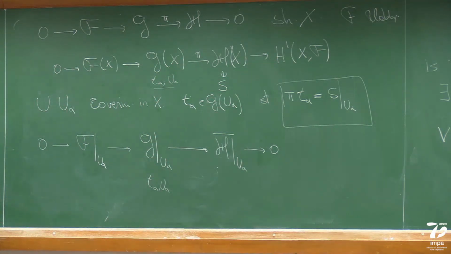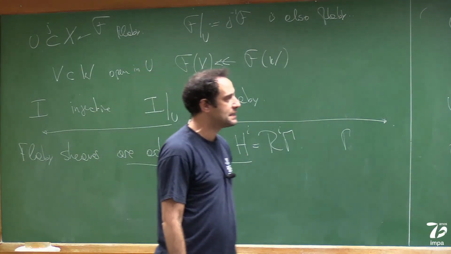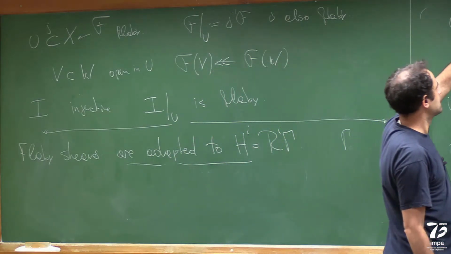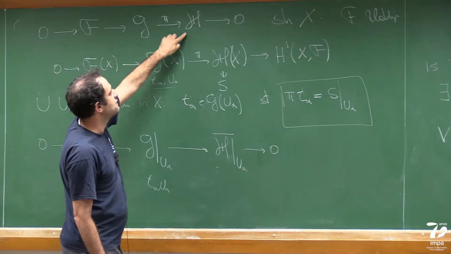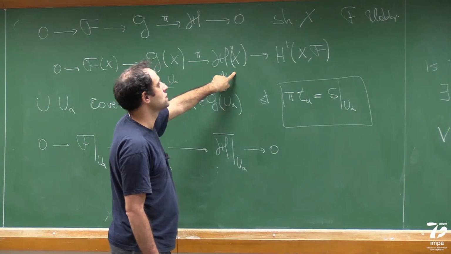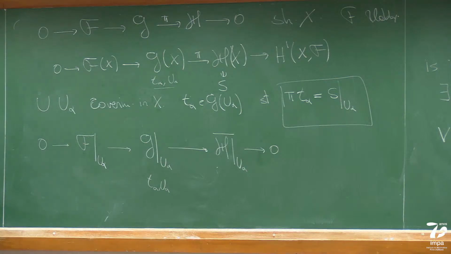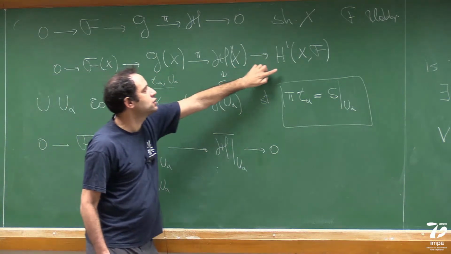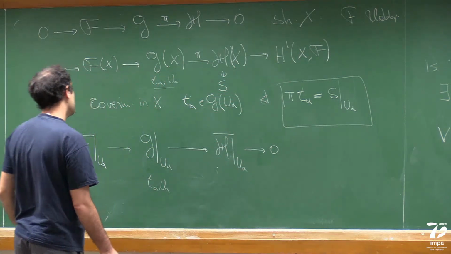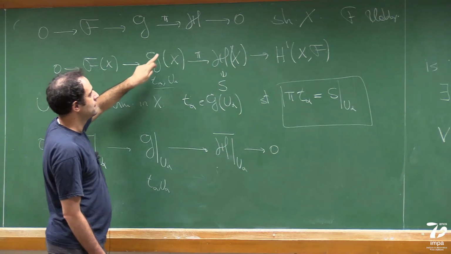And I want to prove that all H^i of a flasque sheaf are 0. So I'm going to break this into two pieces. I started with F, G, and H being flasque. I want to prove that this map on global sections is still exact. That's going to come from H^1 on X being 0. And the other thing I want to prove is that if F and G are flasque, then H is flasque.